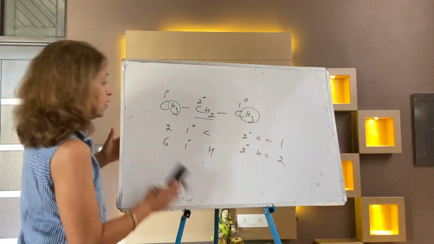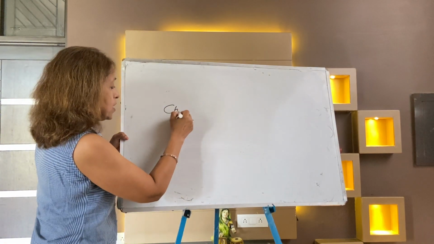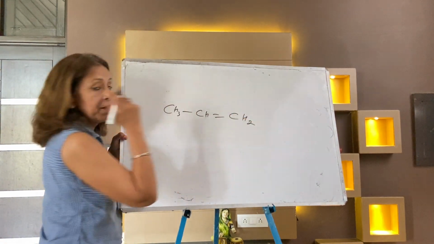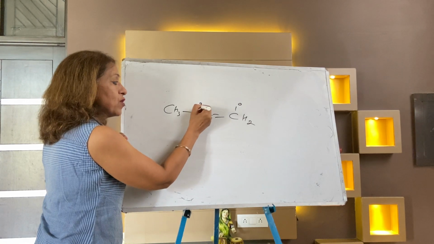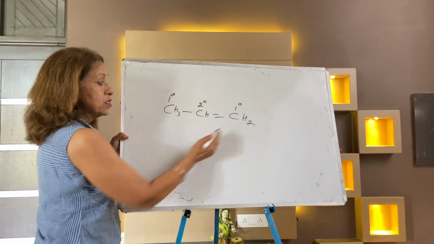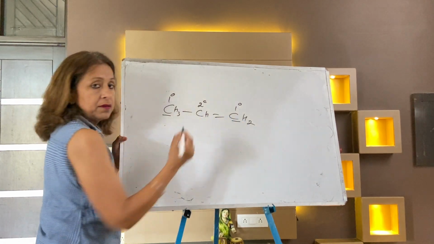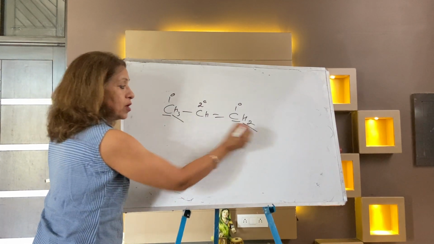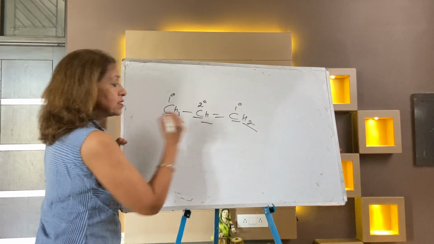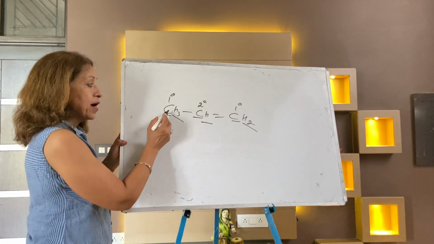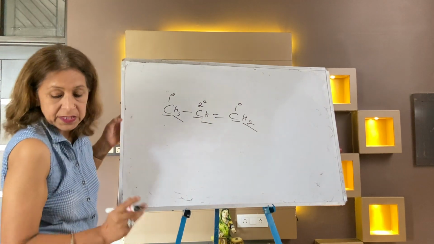I'm taking one more example: CH3, CH double bond CH2. When the double bond comes, CH2 is primary, CH is secondary, and this CH3 is also primary. How many primary carbon? There are two primary carbon. There are 3 plus 2, 5 primary hydrogen. There is 1 secondary carbon and 1 secondary hydrogen. I think it is clear.